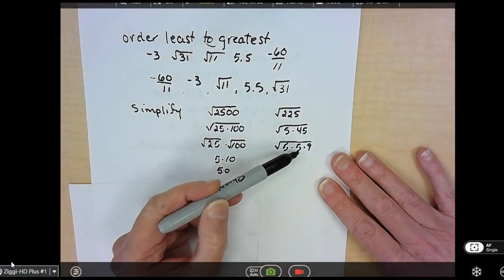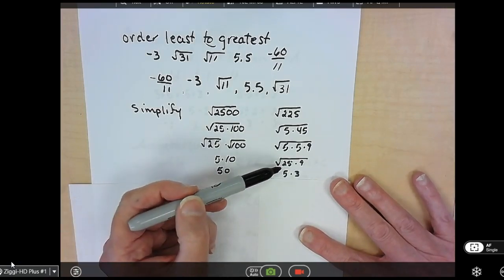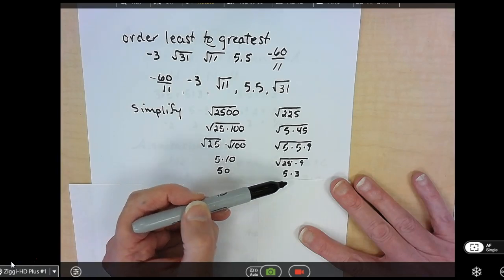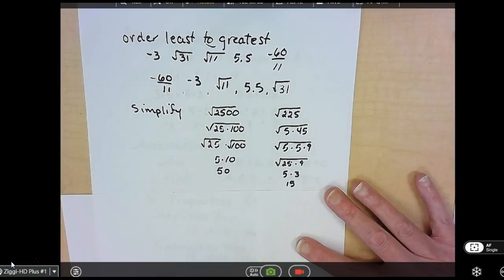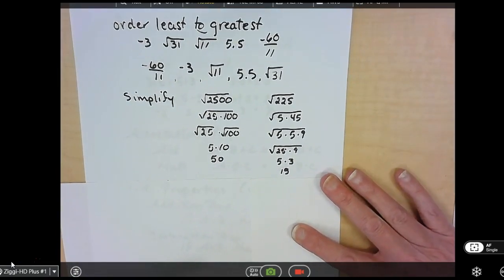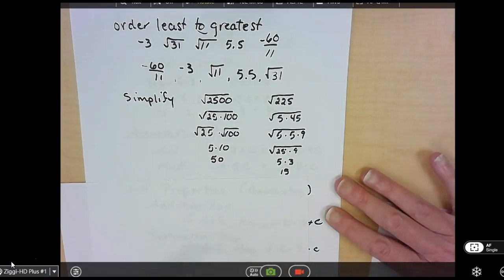Well, square root of 5 times the square root of 5 is 5, or if you want to rewrite it as 25, you can, but square root of 25 is 5. Square root of 9 is 3, so that would be 15. And you have simplified the square roots. And that's all for 1-3. We're going to move on to 1-4.